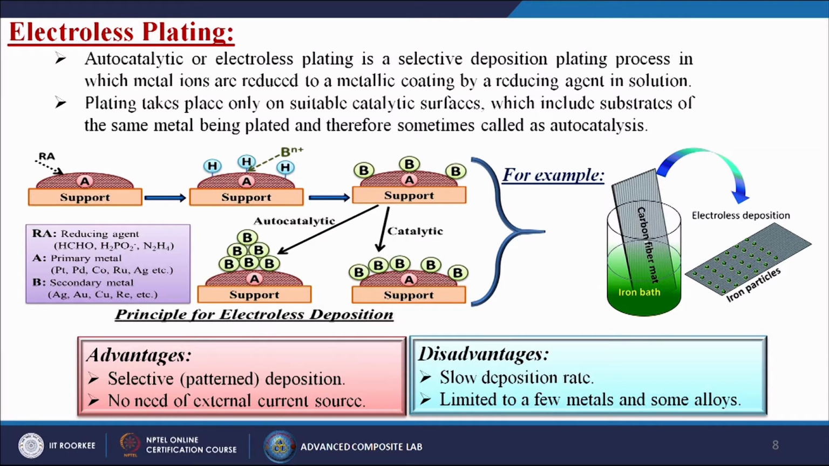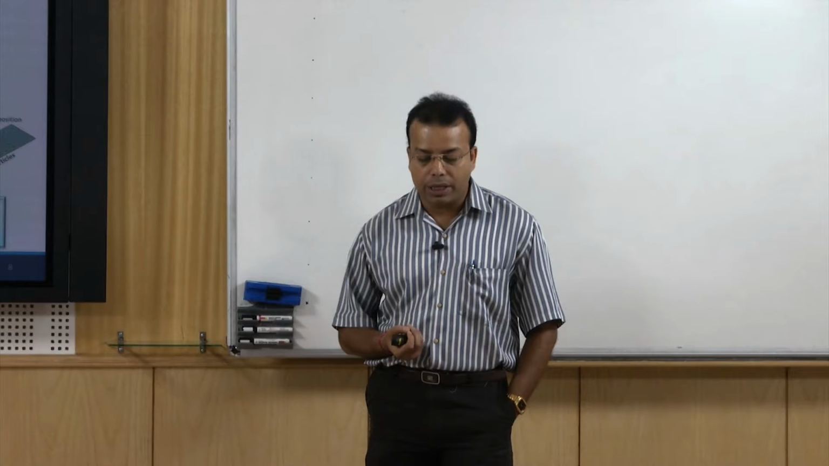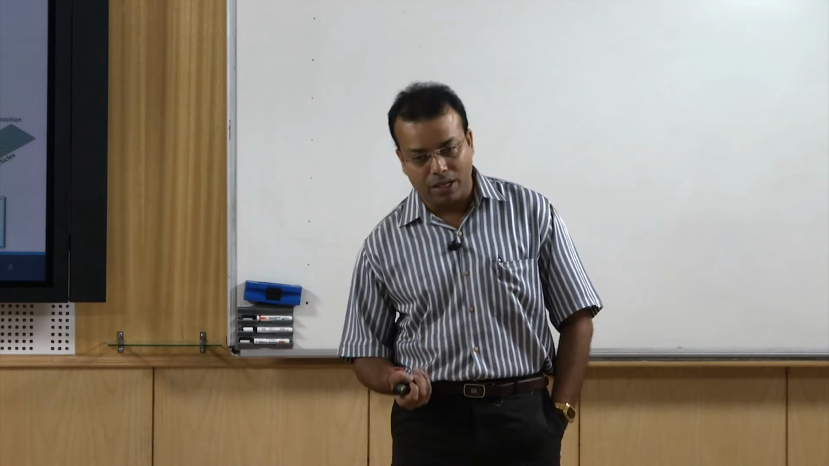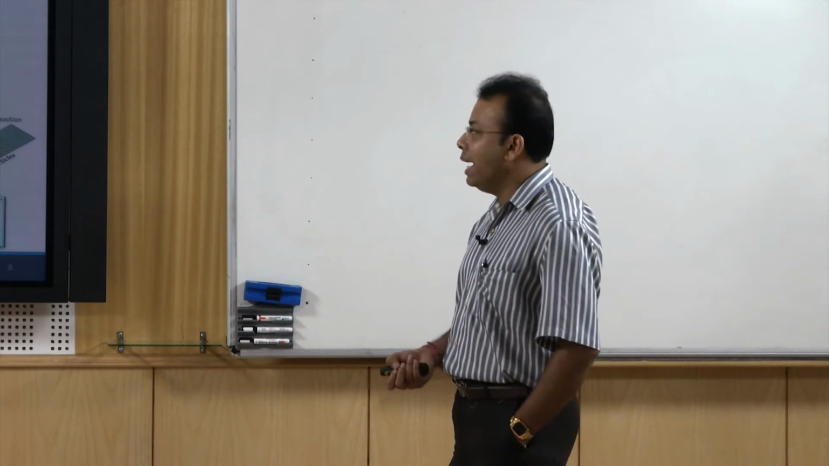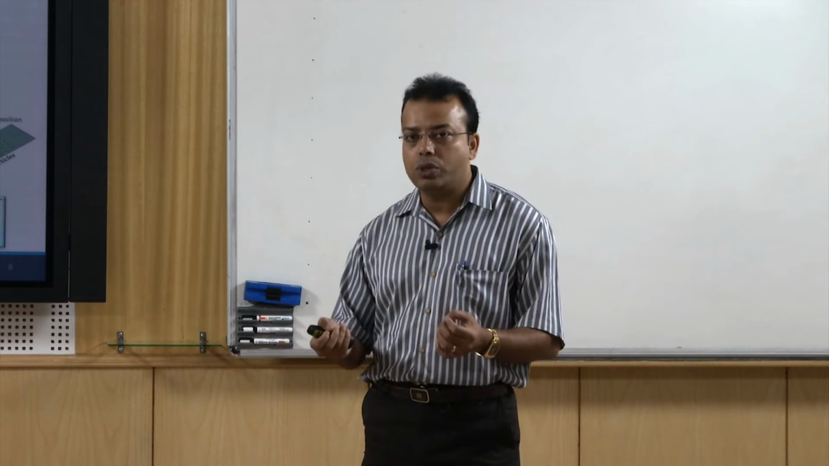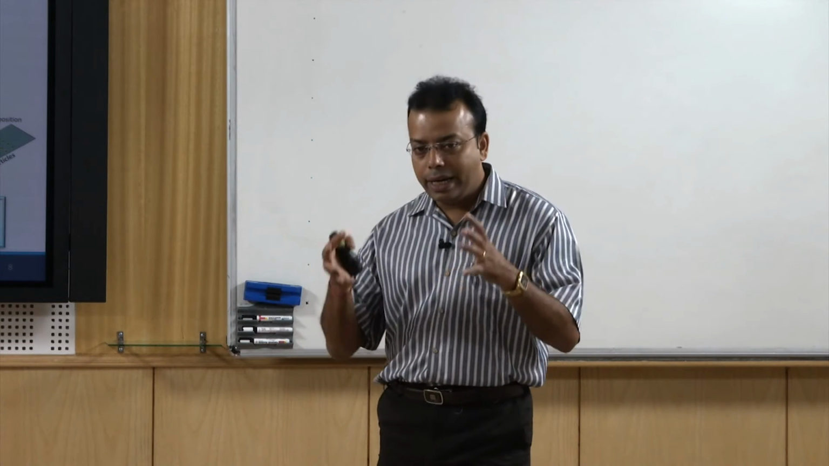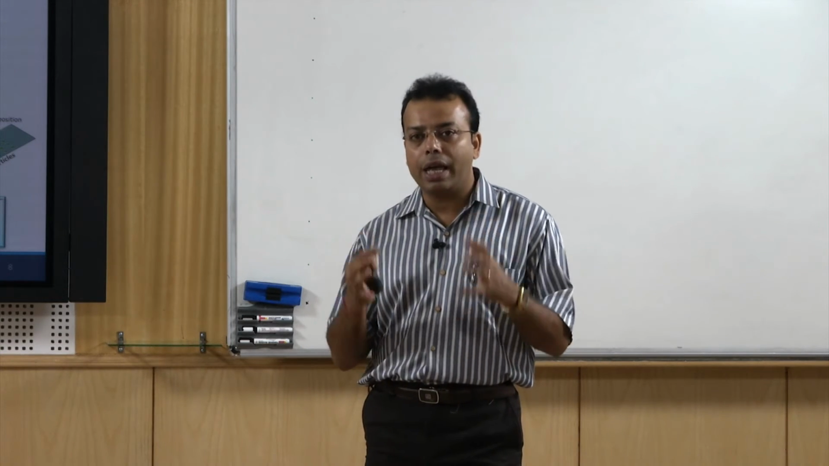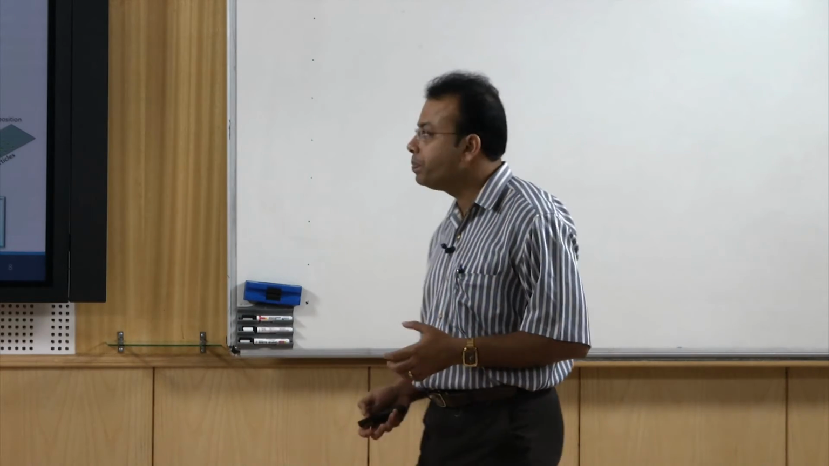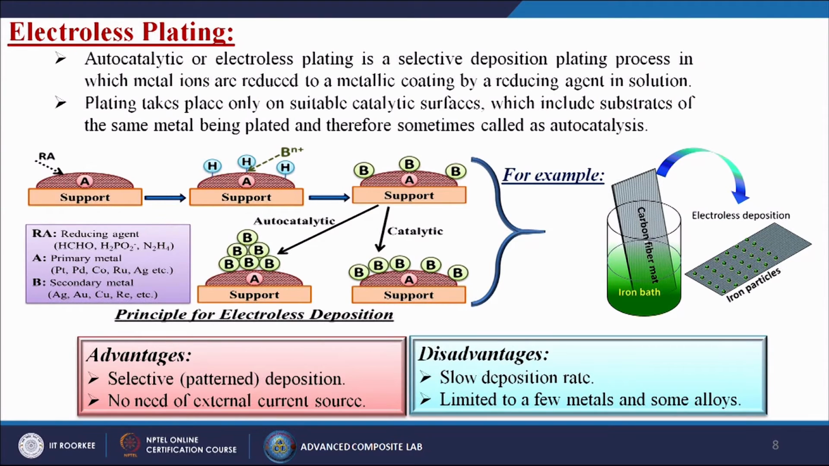Plating takes place only on a suitable catalytic surface, which includes substrates of the same metal being plated and therefore sometimes called autocatalysis. So, whatever material we are going to take, sometimes the substrate is of the same material or some other material, and not only that, here we are not going to use any kind of current or voltage. That is why it is known as electroless-plating, and it is a purely chemical reaction based technique. So, from this particular figure we are going to tell you how we are following this kind of technique.